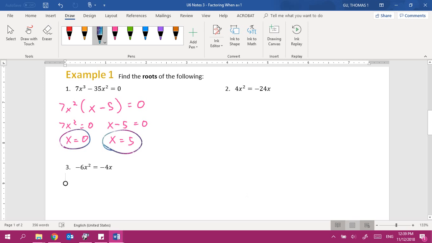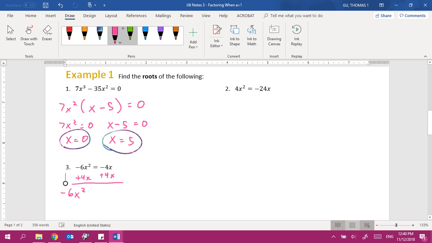All right, let's go down to number 3 actually, because number 2 is the exact same thing as number 1 really. Number 3. What do we need to do first on number 3? We need to make it equal to 0, so what do we do? Add 4. It's not 4, it's 4x. We add 4x to both sides, so what's my new equation?